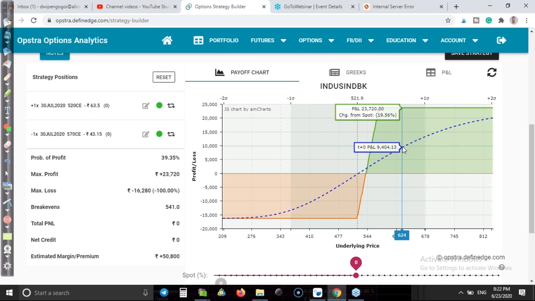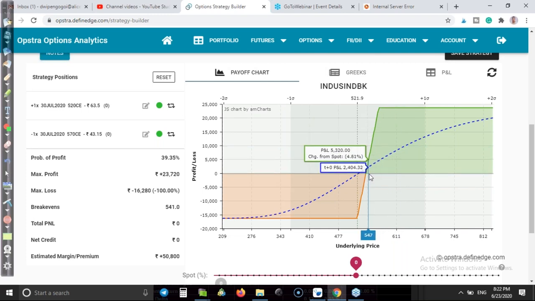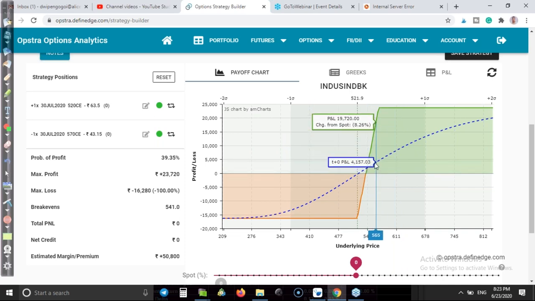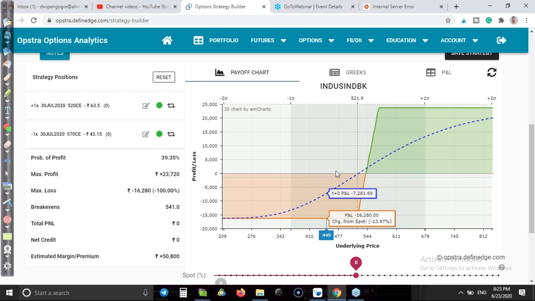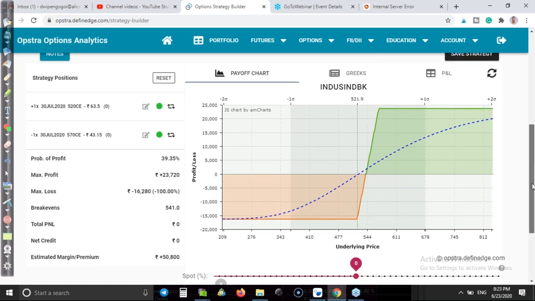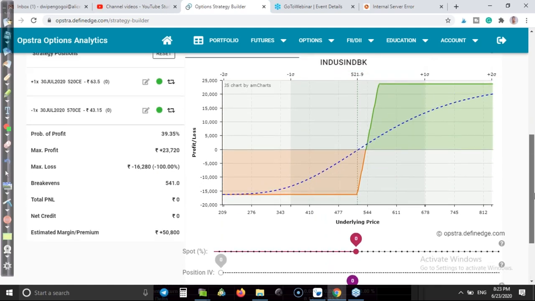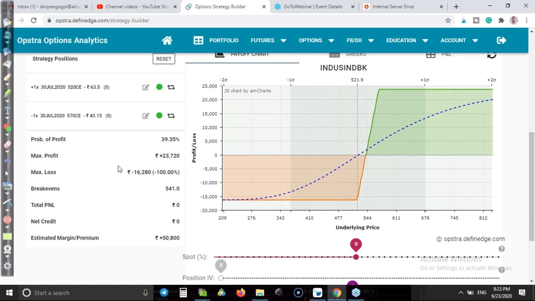And this dotted line shows the profit and loss, every day's profit and loss. Again, if the price goes up, what is the profit, what is the loss, everything is shown by this line. And this line shows till the expiry date, so you can apply this. Right now you can see, if price goes to this level, it's showing maximum profit of 23,720.